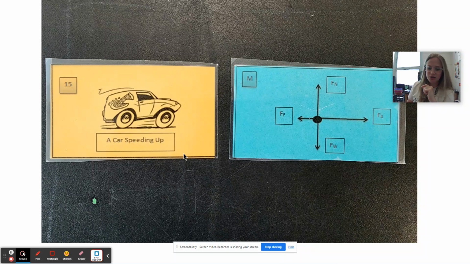Okay, we're on Earth, so we have gravitational force and normal force, friction because he is moving forward, and then the acceleration of the car's engine will be our applied force, and this one's stronger because it's speeding up.